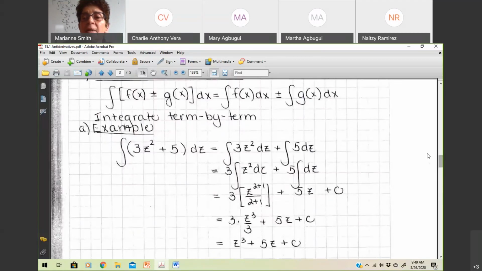Okay, everybody okay with this example where I'm using multiple rules together? Just give me a yes or a no, a shout out. Good with the multiple rules. Good.